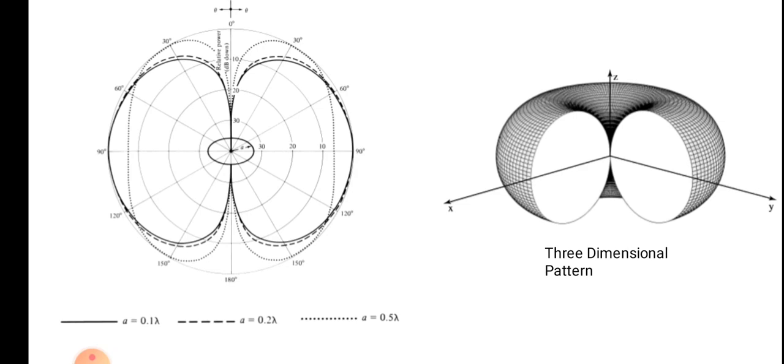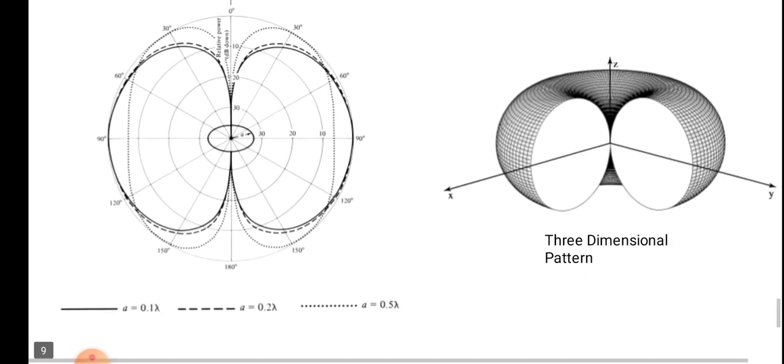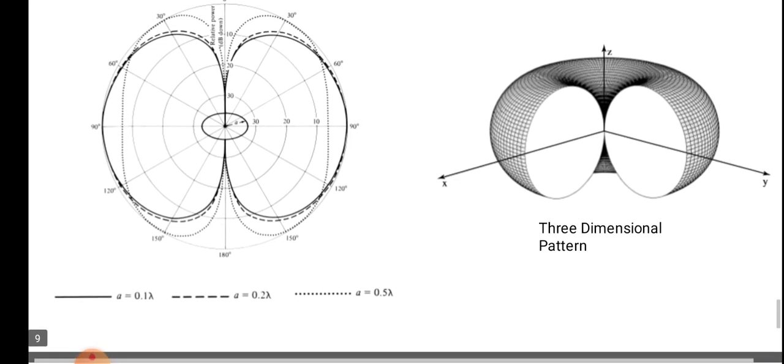The thick curve is for a radius of 0.1 lambda, that is lambda by 10, a small loop. And as the size increases, it is observed that there is a little change in the shape of the radiation pattern.